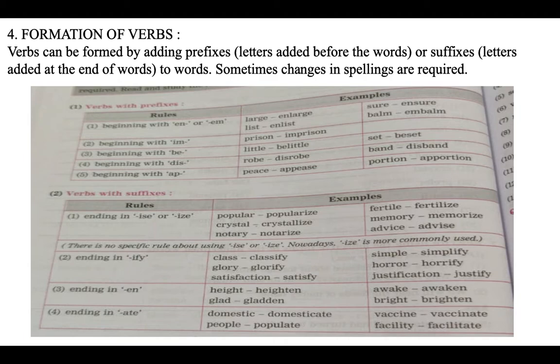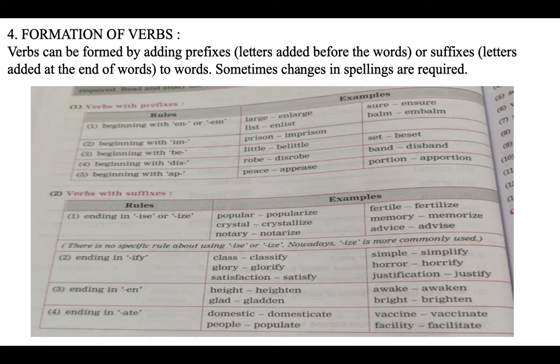Be, little and belittle. Okay, these are very important for you to remember, that you should know these words in order to know what kind of form they are in, whether they are in the noun form, the adjective form, the verb form, or the adverb form. Beginning with dis, so robe and disrobe, band and disband.